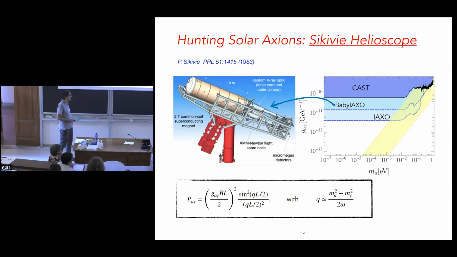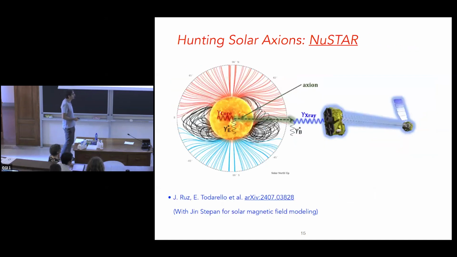Okay, so then another option to see solar axions is to look for the magnetic field of the sun.